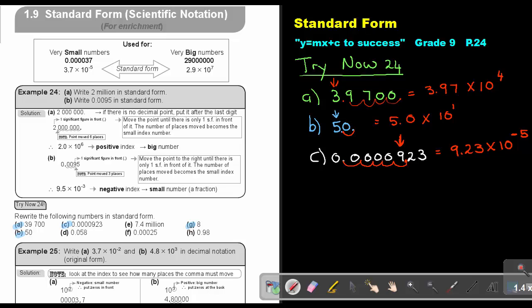And then for the interesting number G, it's 8. Now, where's the point? It's there. There's already just one in front, but if I want to write it in standard form, I can say 8.0. I didn't move it at all, so I can say 10 to the power of 0. And remember that anything to the power of 0 is 1. So if you multiply it with 1, it's just going to stay 8.